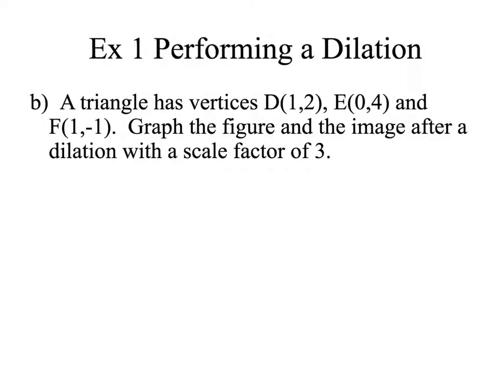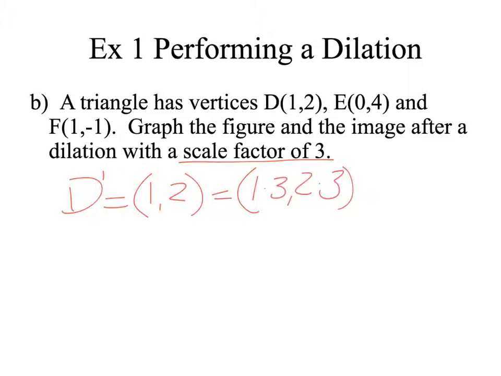Same thing again. This time we're looking at a scale factor of 3. I didn't touch on this in the last example, but I am trusting that you're okay with graphing. So, triangle, we have D prime. We start at 1, 2. We're enlarging by that scale factor of 3. So 1 times 3 and 2 times 3. So the new points of D prime are actually going to be at 3, 6.